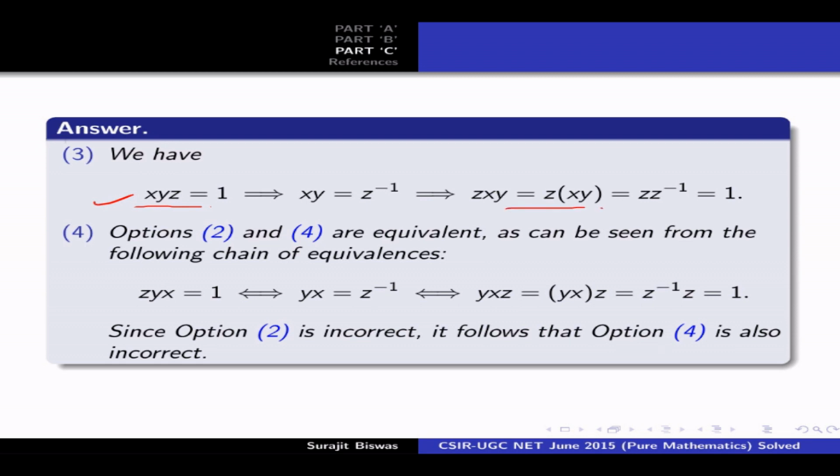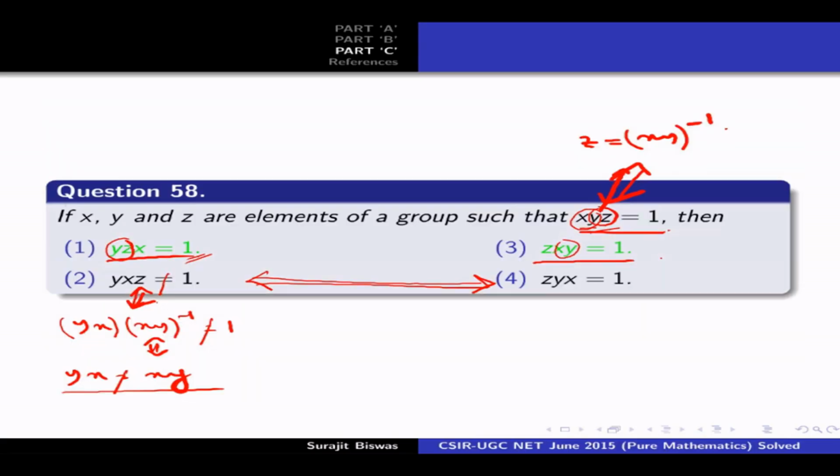And for option 4, options 2 and 4 are equivalent, and therefore since option 2 is incorrect, option 4 would be incorrect as well. This can be seen from the following chain of equivalences: zyx equal to 1 if and only if yx equal to z inverse, if and only if yxz equal to 1. Since option 2 is incorrect, it follows that option 4 is also incorrect. Okay, so this is correct, this is correct, incorrect, incorrect.